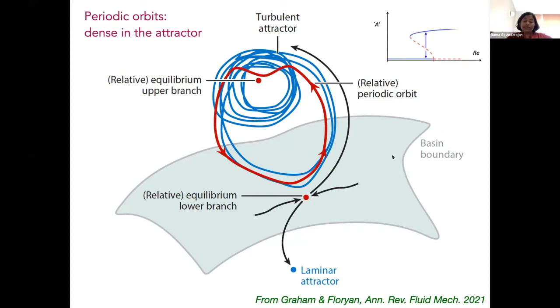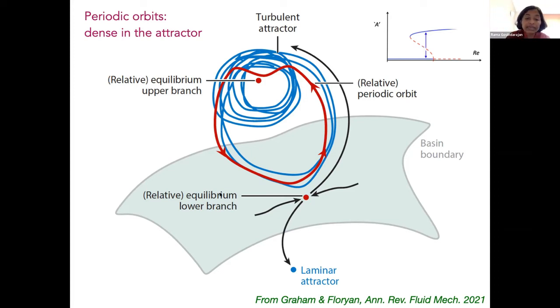So here now he's drawn the basin boundary as an object, like a plastic sheet, which things here cannot cross. And on that plastic sheet, you have this saddle point, and on the basin boundary, not all trajectories, but some particular trajectories lead towards that edge state. And this he calls a relative equilibrium, the lower branch solution. It's an unstable saddle point, which is sitting there.